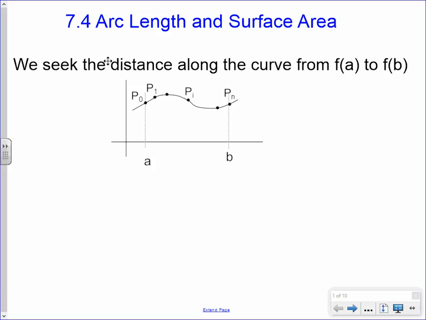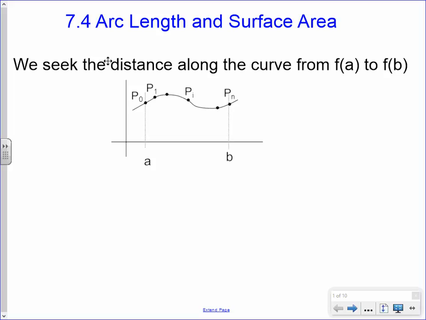So I want to know the distance from A to B. But instead of just the straight line distance, I want to know, like, if we put a piece of yarn and traced it over the curve from A to B, how long would that yarn actually be? That's what we're looking for when we're talking about arc length.